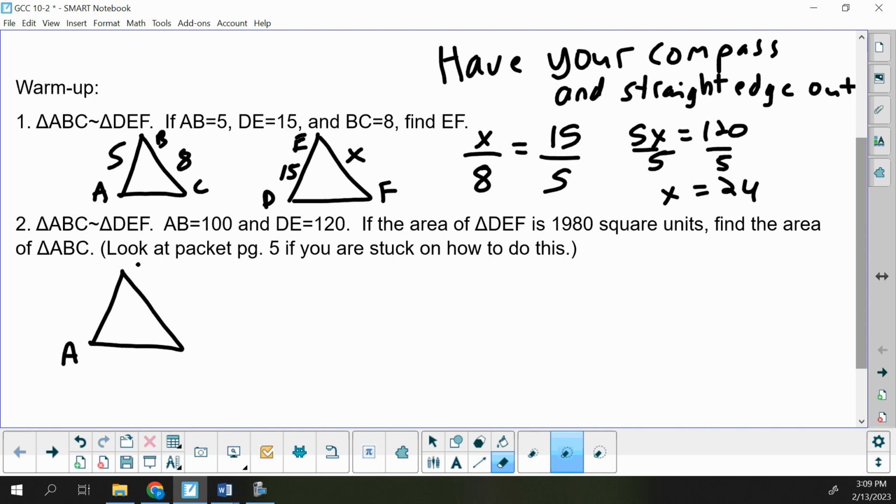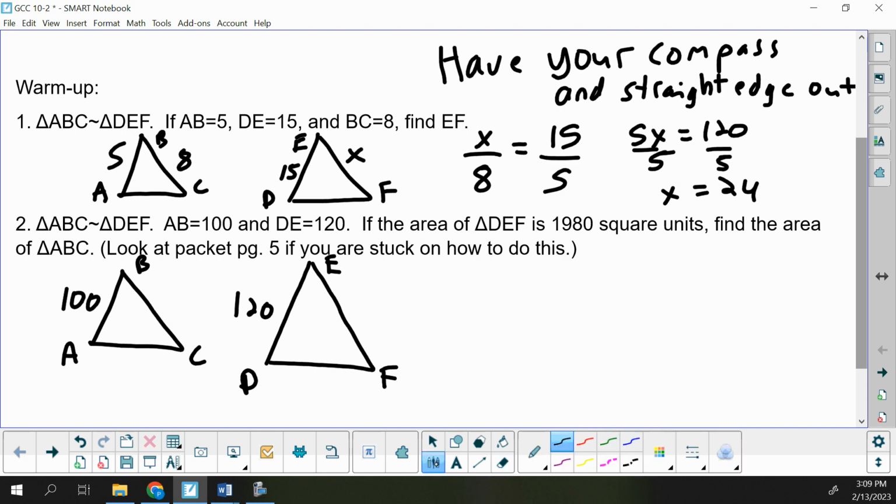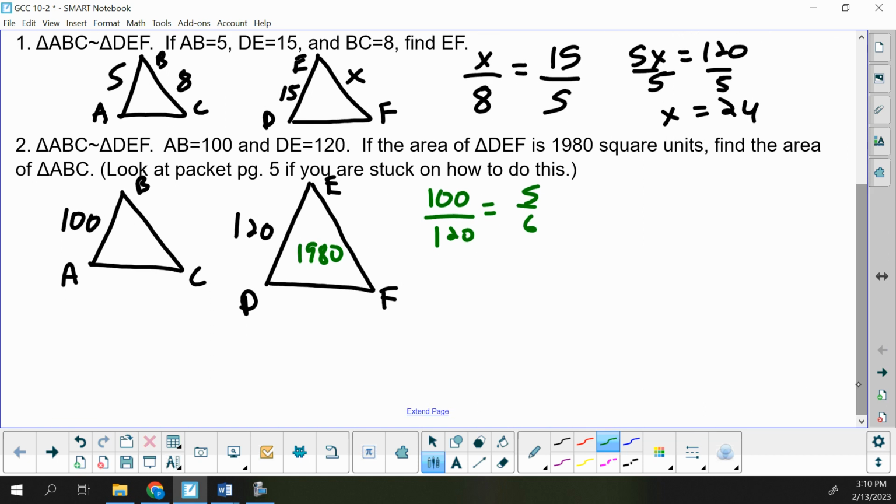We've got the triangles are similar again, so that means we know that sides are proportional and the corresponding angles would be congruent. AB is 100, DE is 120. The area of this one is 1,980 units squared. And we want the area of triangle ABC. So first off, our similarity ratio, if we do 100 divided by 120, that will give us 5/6. Before we work with our area, we need to make sure we have an area ratio. The area ratio is the similarity ratio squared. So we're going to have 5 squared over 6 squared.